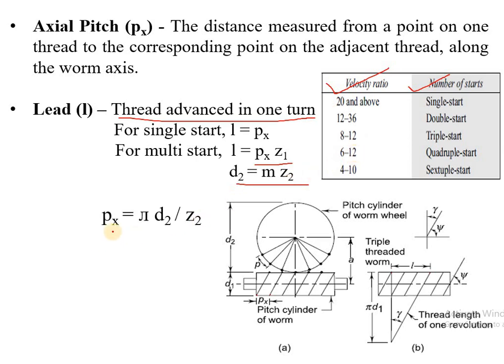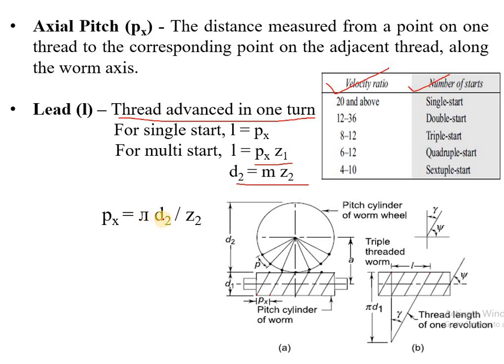So again, axial pitch. From the diagram, here we are seeing this P is nothing but the circular pitch on worm wheel, whereas this is axial pitch on worm. So in this diagram, axial pitch is equal to circular pitch. It is given by the formula pi d by z.